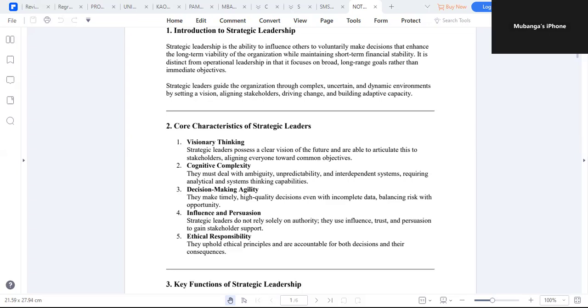They're composed. The other attribute is that of influence and persuasion. Influence and persuasion. So strategic leaders do not solely rely on authority. They use influence, they use trust, they use persuasion to gain stakeholder support.